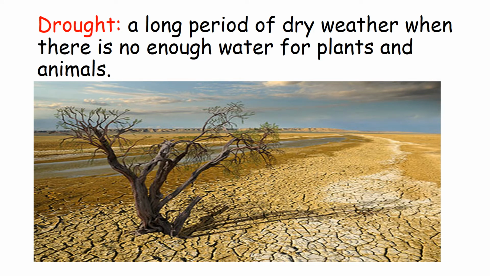Drought. Drought is a noun which means a long period of dry weather when there is not enough water for plants and animals. So when there is a drought, is there enough water for plants or animals? No. How's the weather like when there is a drought? The weather is dry for a long period of time. Drought.